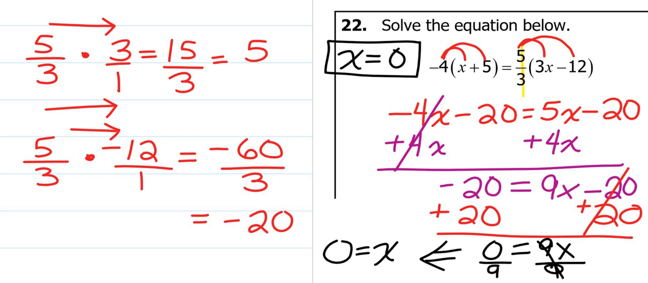So if you have a fraction in front of the parentheses, you can take it step by step and distribute out that 5/3 or whatever the fraction is to each one of the terms. Just make sure that if you're multiplying it by a whole number, you put the whole number over 1 so that you can multiply across. All right, let's keep moving.